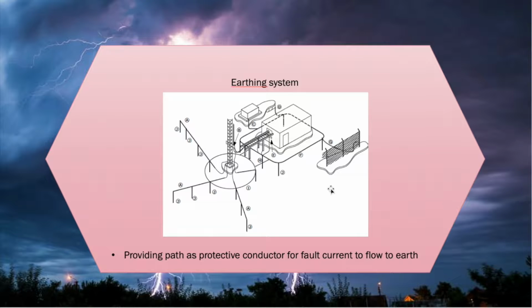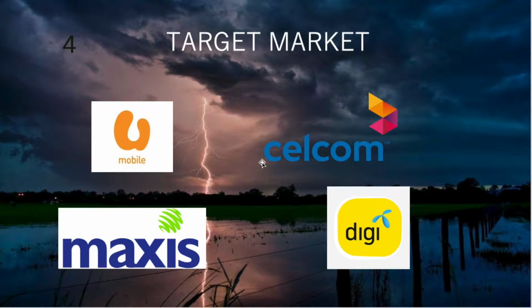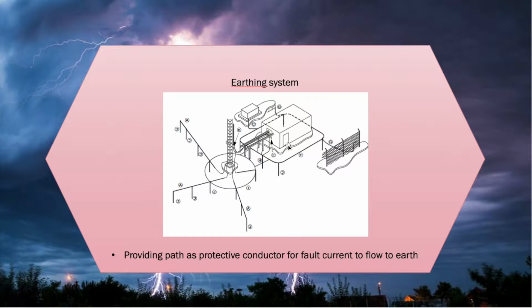Next is the earthing system. It provides a path as protective conductor for fault current to flow to earth. So this is the diagram.